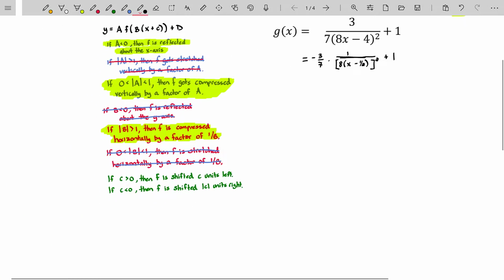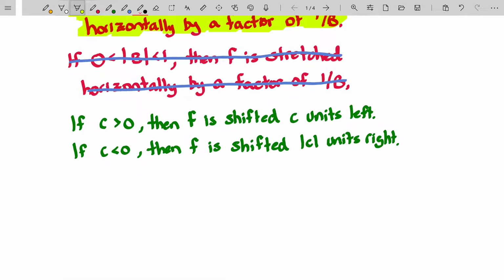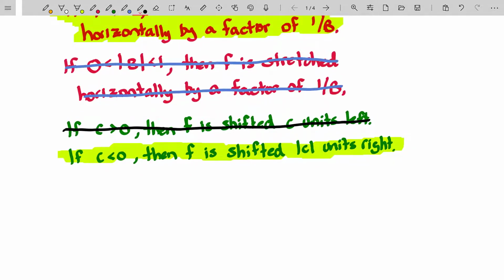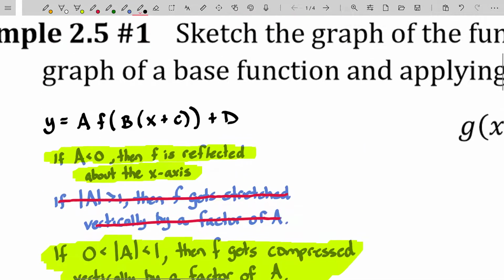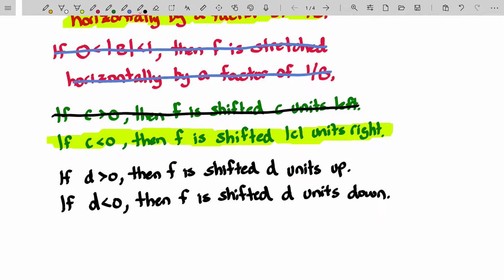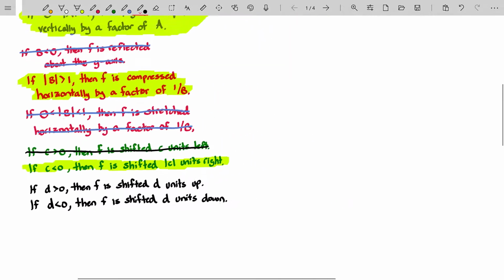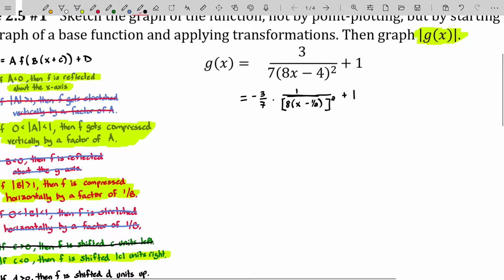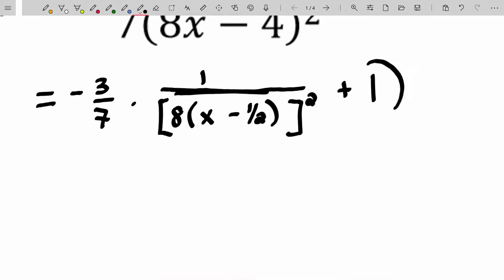So the winner in this case is the second line, and we'll just go ahead and cross out the line that we didn't use. And I think of all of these lines, the one that everybody gets is this last one, the plus d. That's how far up or down the curve has been shifted. And there we have the rules. And let's just see what is the case for us right now. We have a +1 that's playing the role of d. So this curve gets shifted up 1 unit.